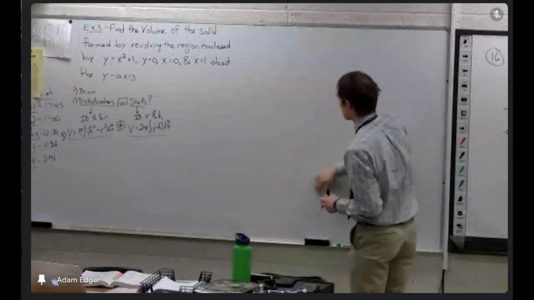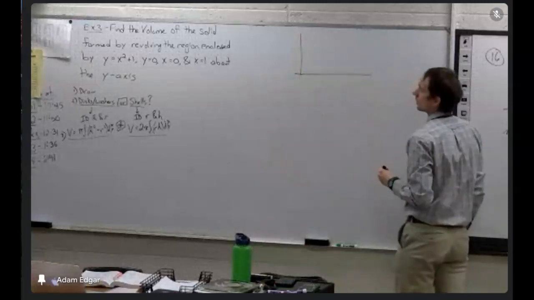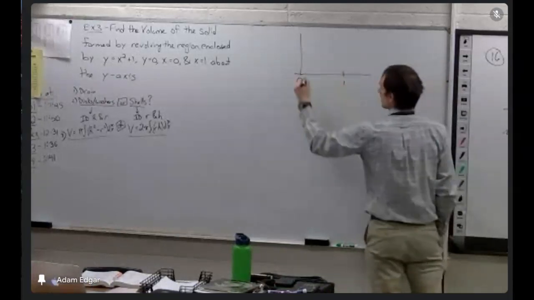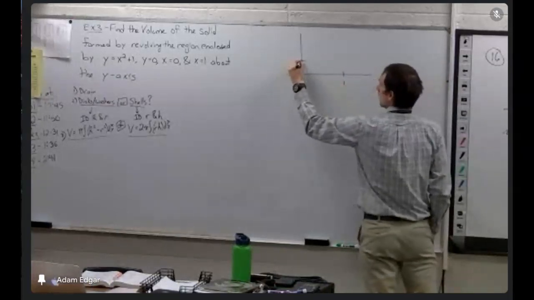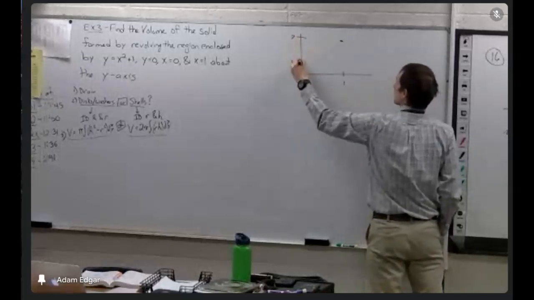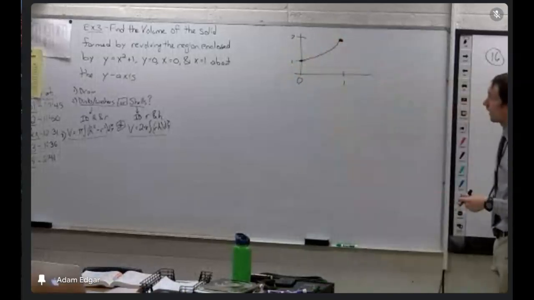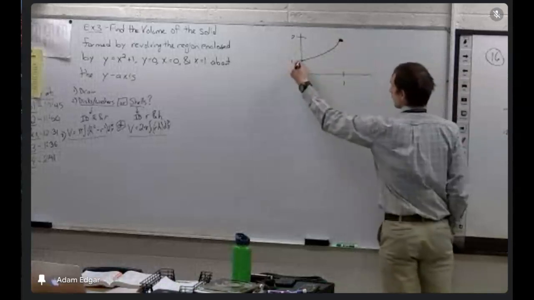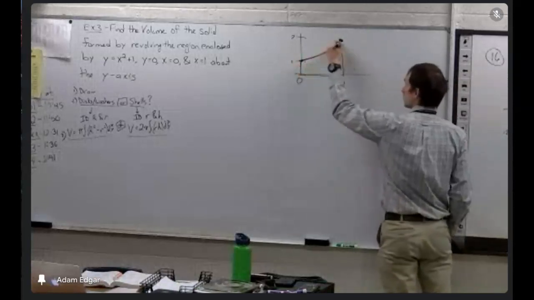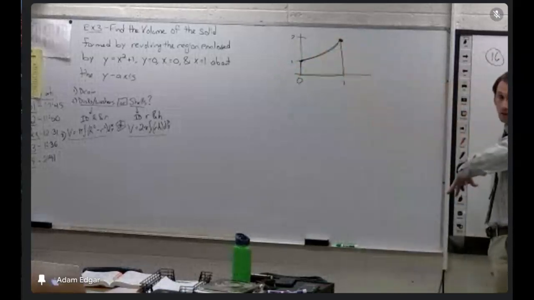So let's draw it. We're starting at x equals 0, going out to x equals 1. The curve is x squared plus 1, like that. So we have this curve, and that's the whole enclosed space. It's from 0 to 1 along the x-axis, and then from 0 up to the curve in the y direction. Any questions with drawing? Okay.